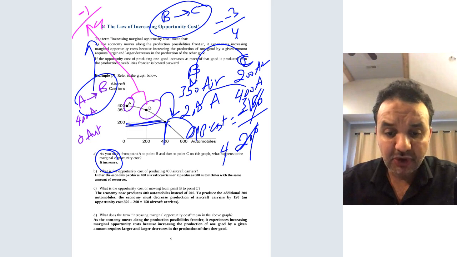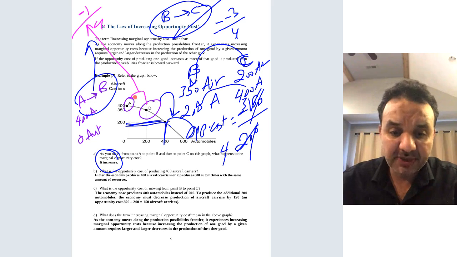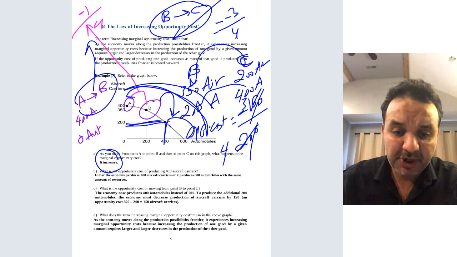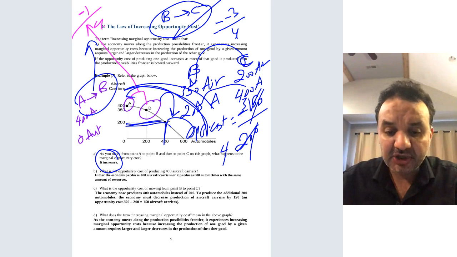What's the opportunity cost of moving from B to C? I already answered this question. And what does the term increasing marginal opportunity cost mean in the above graph? This is what I explained. As the economy moves along the PPC, or PPF, it experiences increasing opportunity cost.